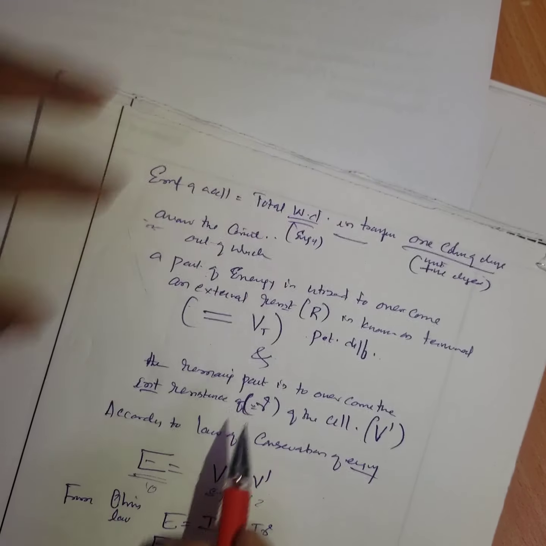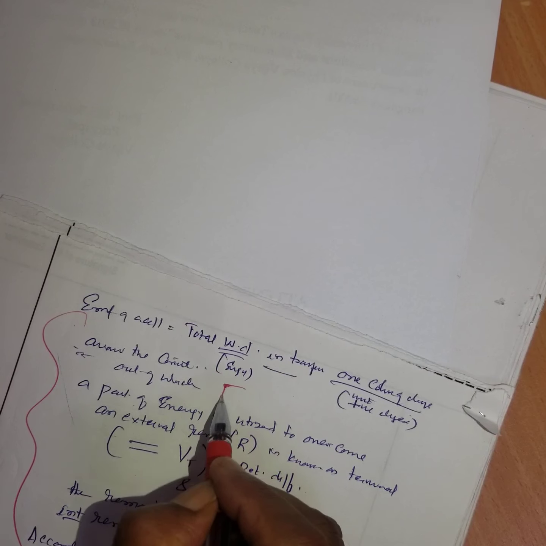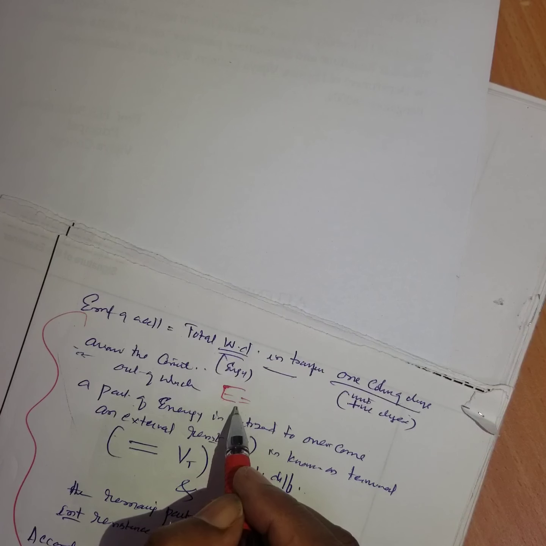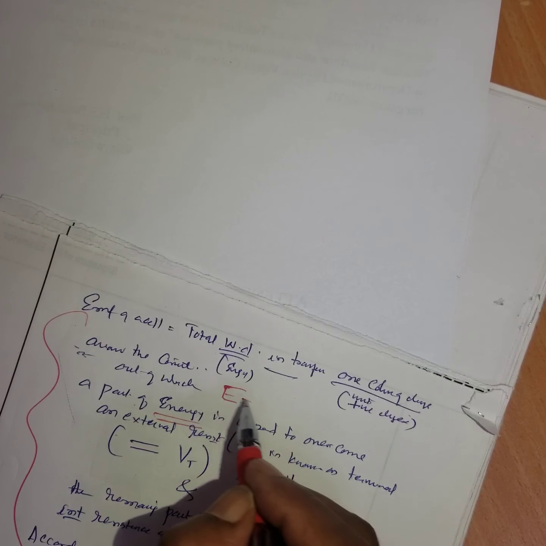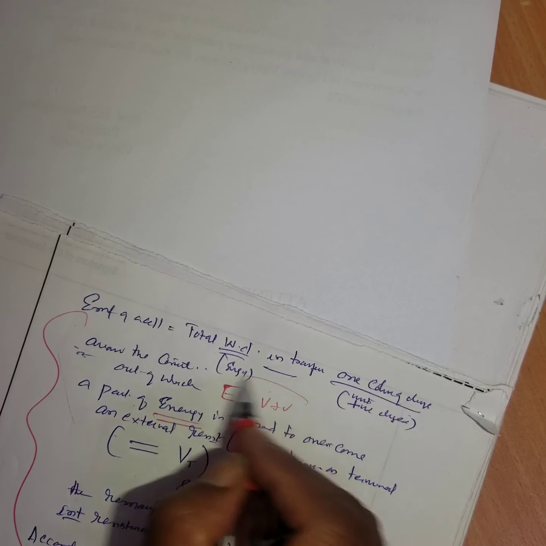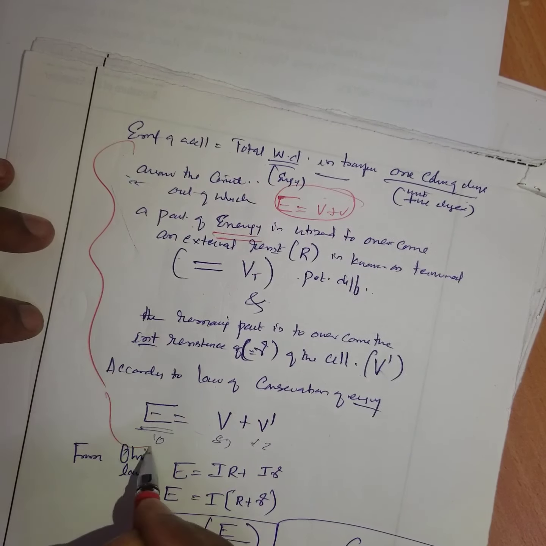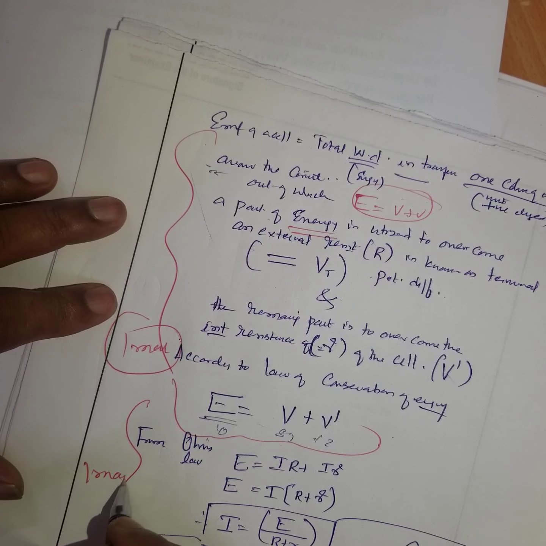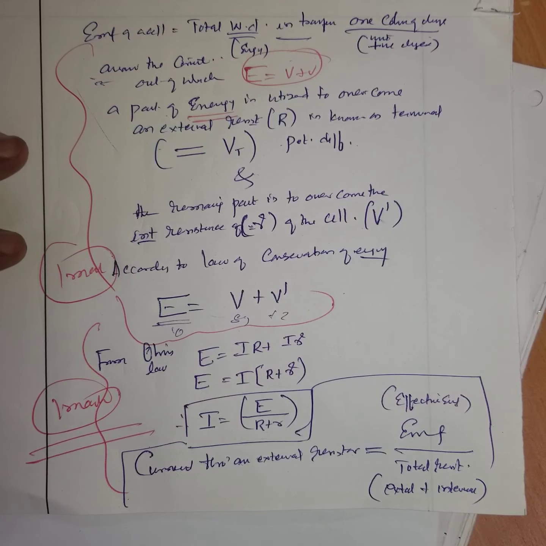Then what? Here you are writing now this part. What is that? E is equal to total work done is equal to the energies. That means V plus V dash. This you are mentioning. This up to this 1 mark. Then remaining part is 1 mark. 3 mark they'll ask you. You understood?